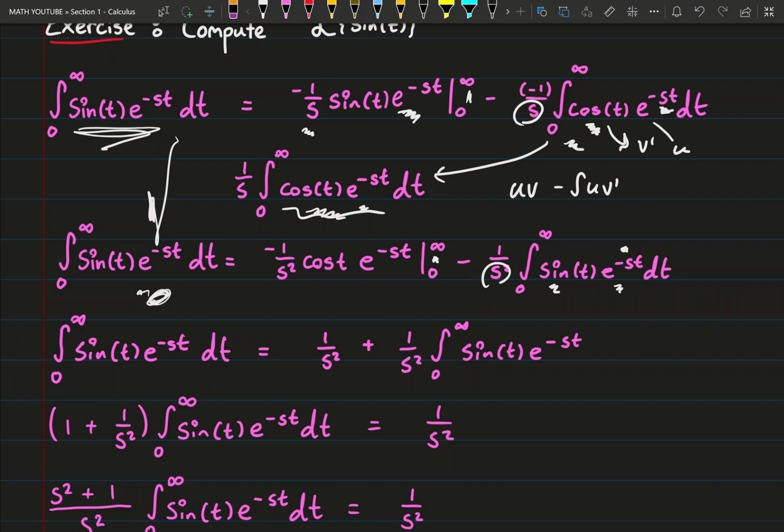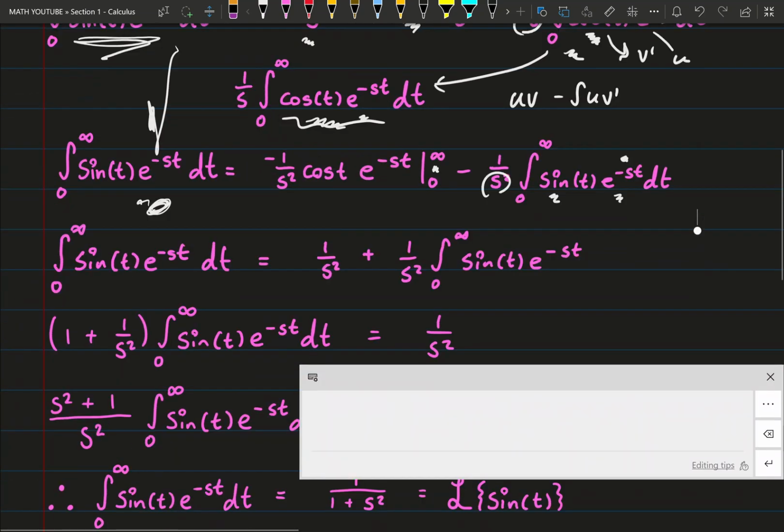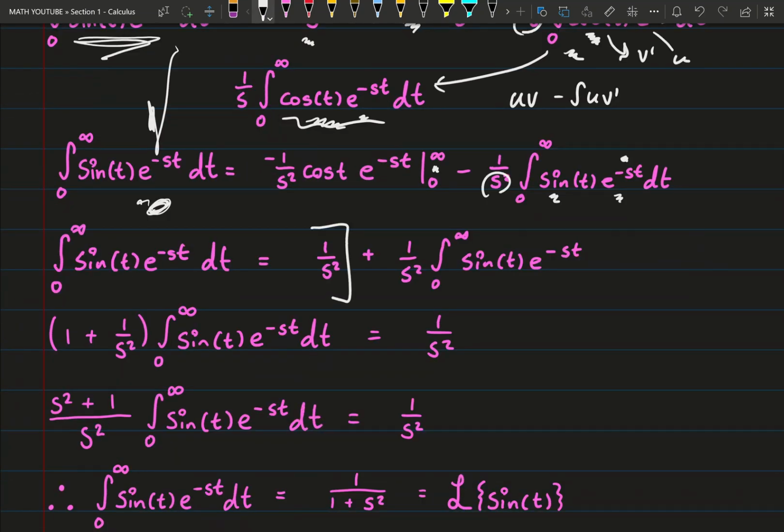Okay, and from that we evaluate the integral here. And again, the exponential term converges.